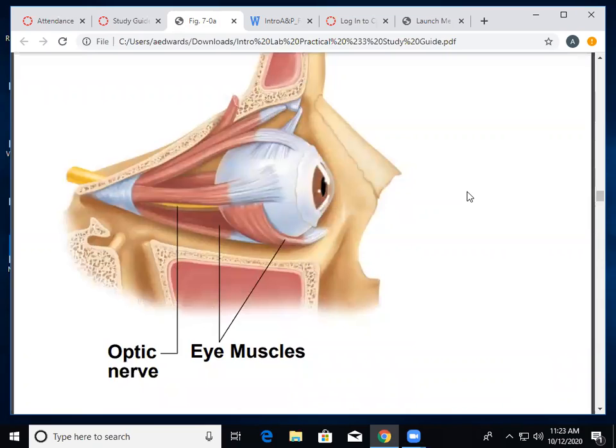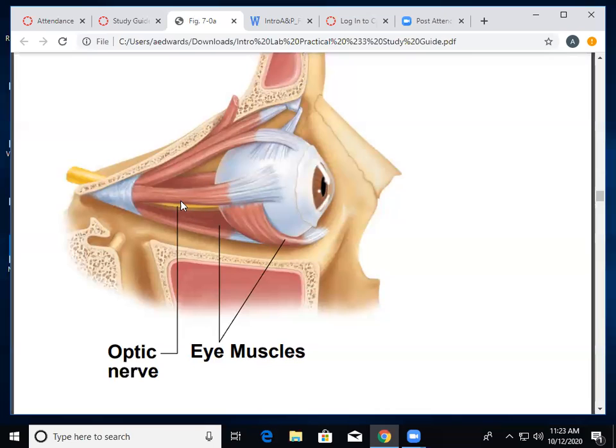So structures of the eye are some things you'll need to know. So basically you need to know the eye has muscles that control its movement. You won't need to know the actual names of each muscle. They learn that in AP1, but for this class, you just need to know that there are muscles surrounding the eye, that they're eye muscles.